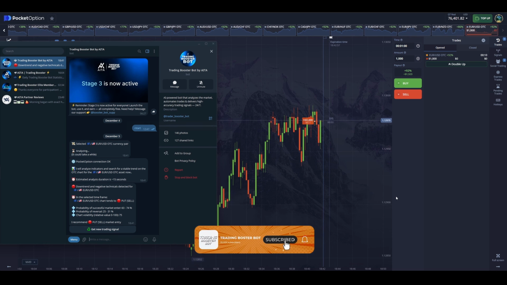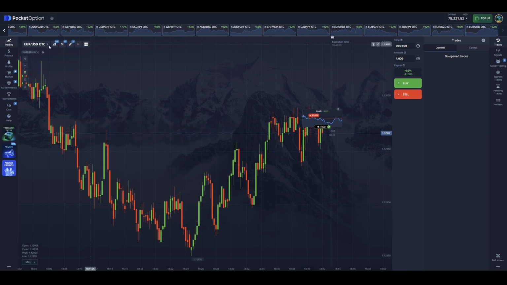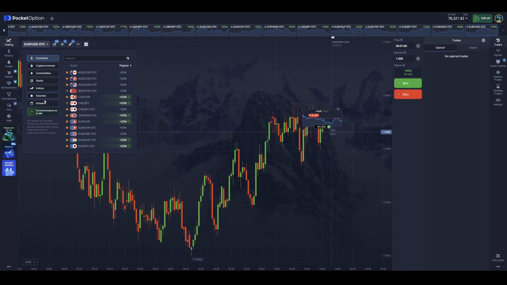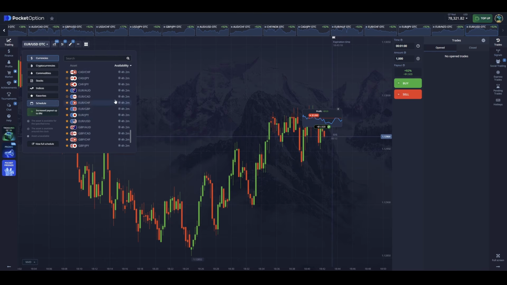So for example, let's imagine a scenario. You come home from work at night and sit down to trade, but the markets are closed. You can't trade, so you have to adjust to the schedule. At that moment, the OTC market saves you since it's always open. If we look at the schedule, you can see that these OTC currency pairs are always available, while regular currency pairs have set trading hours.